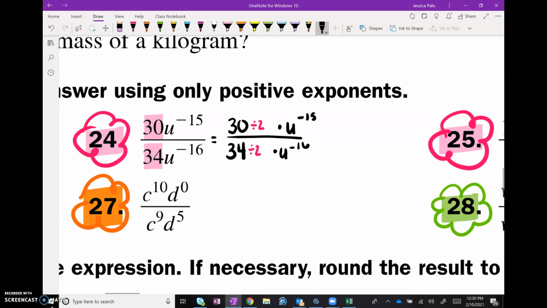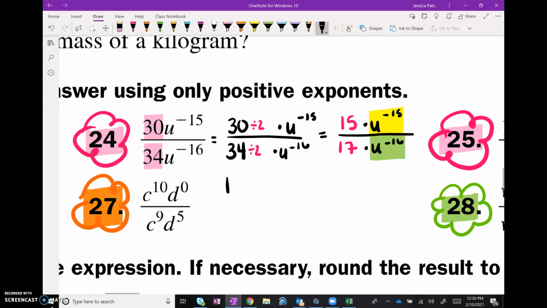30 divided by 2 is 15. 34 divided by 2 is 17. So your simplified fraction is 15 over 17. Now we can bring back u to the negative 15th and u to the negative 16th power. Now you're ready to use the quotient of powers property.